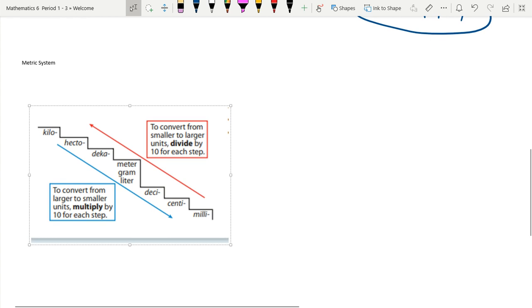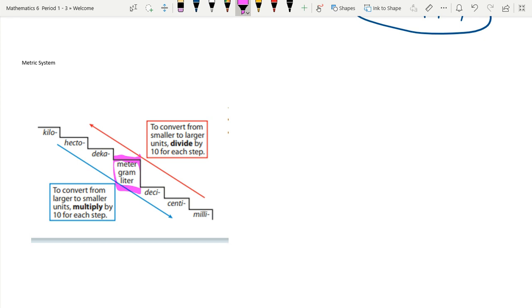So everything in the metric system is based off of this middle right here. We got the meter, that's length, the gram, that's weight, and the liter, that's capacity. That's something that you can hold something. Everything above that, for every step up, is 10 times that amount, okay? And for every step below, it's 1/10 of that amount. But I think where the confusion comes in is when you're going from one measurement to the other.